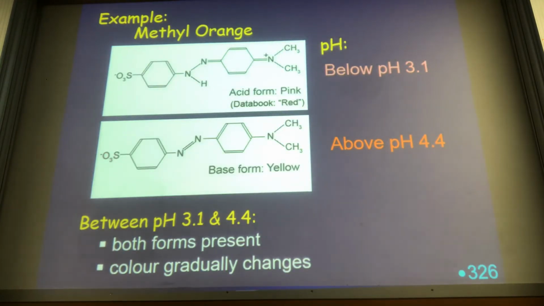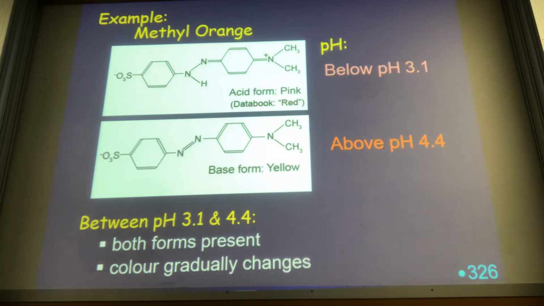Now, chemically, you don't need to know too much about this. It's just the fact that these acid-base indicators are weak acids and their conjugate base, and the two forms of it are a different colour, due to conjugate double bonds, like many coloured compounds, and it goes from pink to yellow.